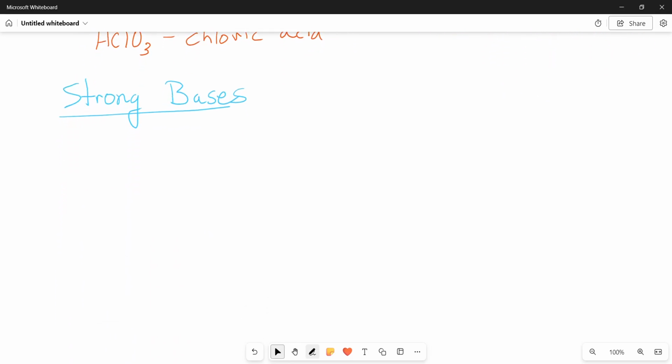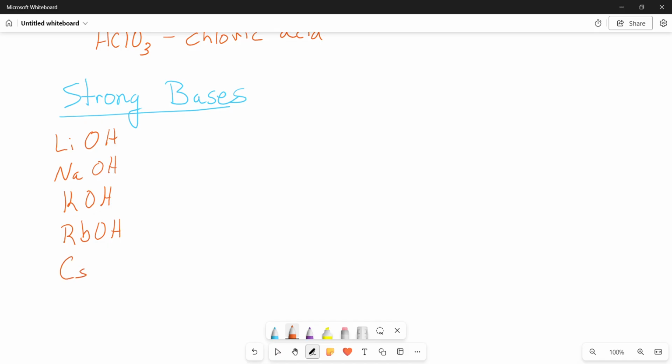Strong bases, though. Let's talk about those. Okay, these are all hydroxides. Lithium hydroxide, I'm not going to spell them out. Sodium hydroxide, potassium hydroxide, rubidium hydroxide, and cesium hydroxide. Again, those are all alkali metals. That's why they're alkali metals. Okay, they make alkaline compounds.